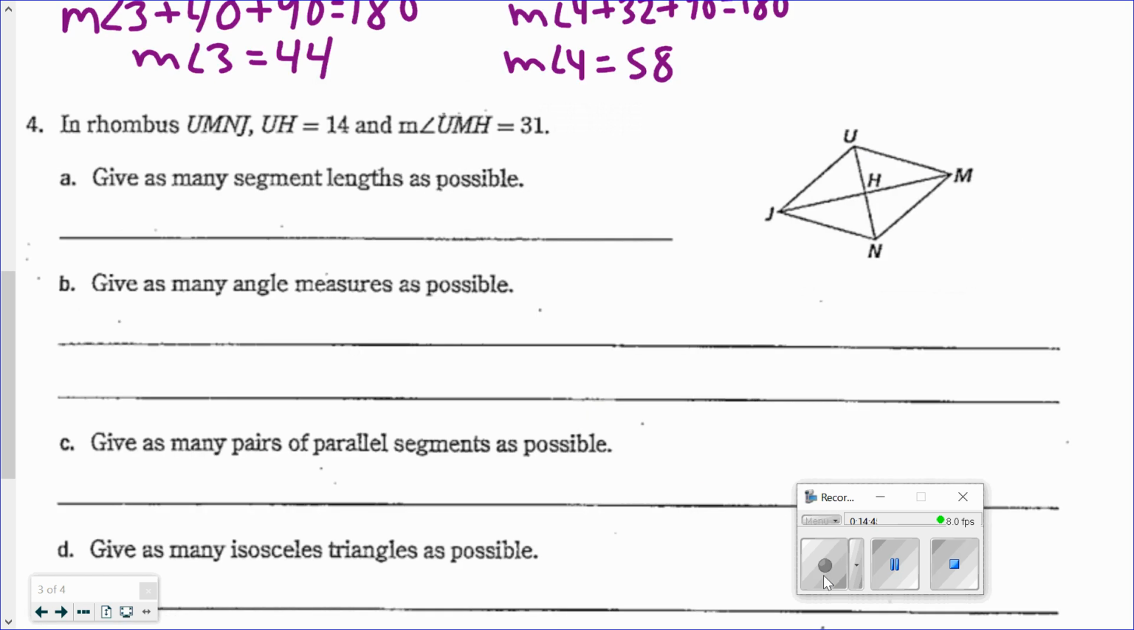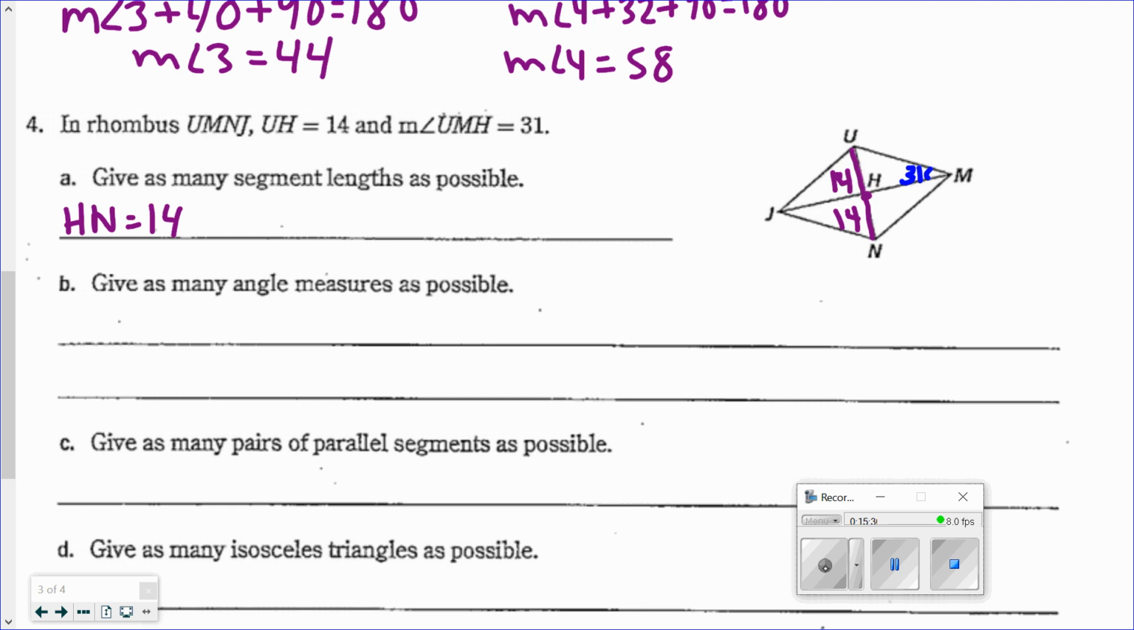In rhombus UMNJ, we know that UH is equal to 14, and the measure of angle UMH is 31. For letter A, give as many segment lengths as possible. Well, the only length right now that we know is UH, and UH is part of the diagonal. We know that in a rhombus, our diagonals bisect each other, which means that they cut each other in half. So if UH is 14, that means that HN is also 14.